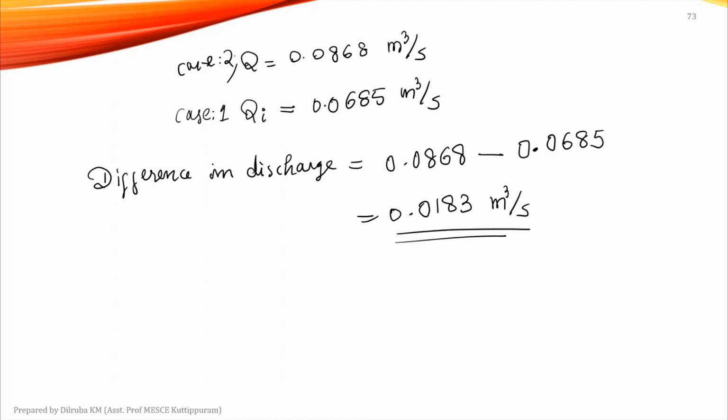See, when we introduce a parallel pipe of the same diameter at the mid of the pipe, we can increase the discharge by 0.0183 meter cube per second. I hope it is clear.